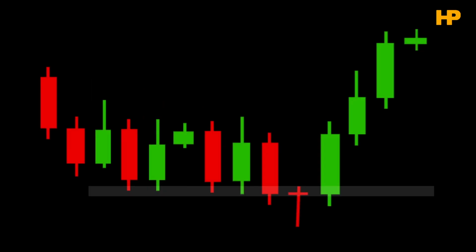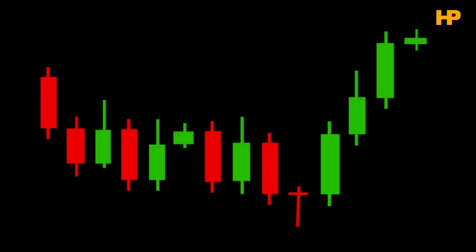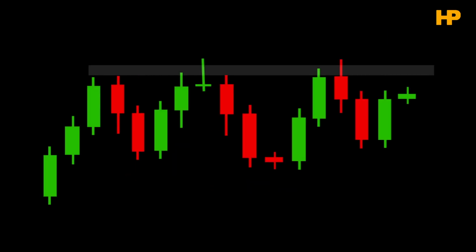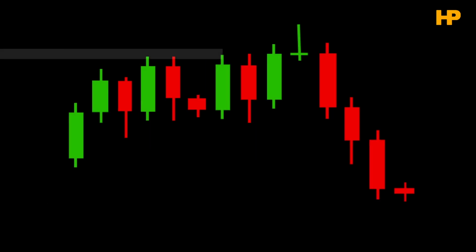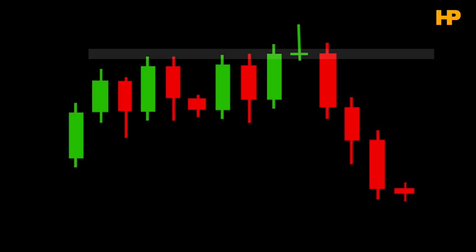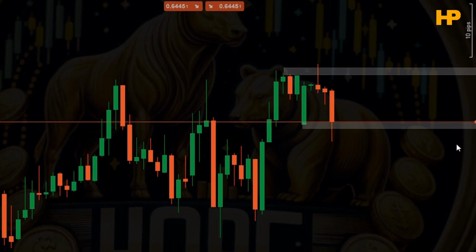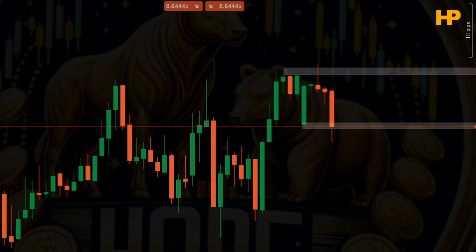Zoom out to a 30-minute chart and that same zone might appear as a single bullish candle just before a rally. This is called a bullish order block, the last selling candle before a big upward move. For a supply zone, it's the opposite, a bearish order block, the last selling candle before a sharp drop. To identify these zones, focus on the base area before a breakout.